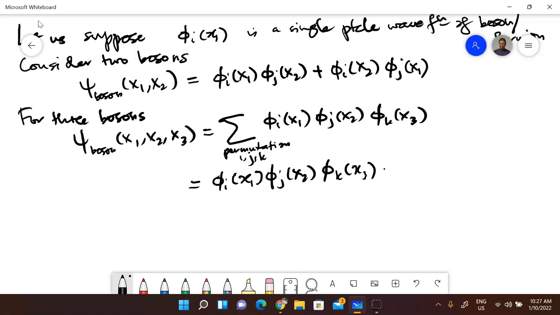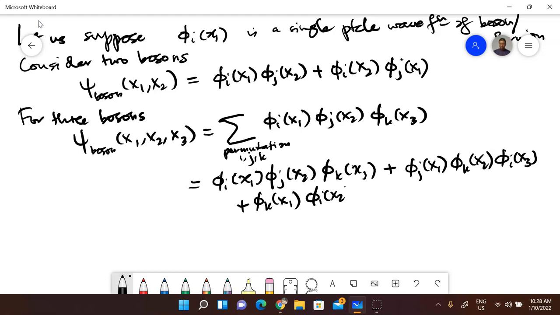Okay, and then I'll do a cyclic thing. So I get phi j x1, phi k x2, phi I x3, and then another cyclic one would be phi k x1, phi I x2, phi j x3. So that's only three terms. So this is making the cyclic permutation of I, j, k. So you sort of cyclically move the labels around: j, k, I, and then k, I, j.